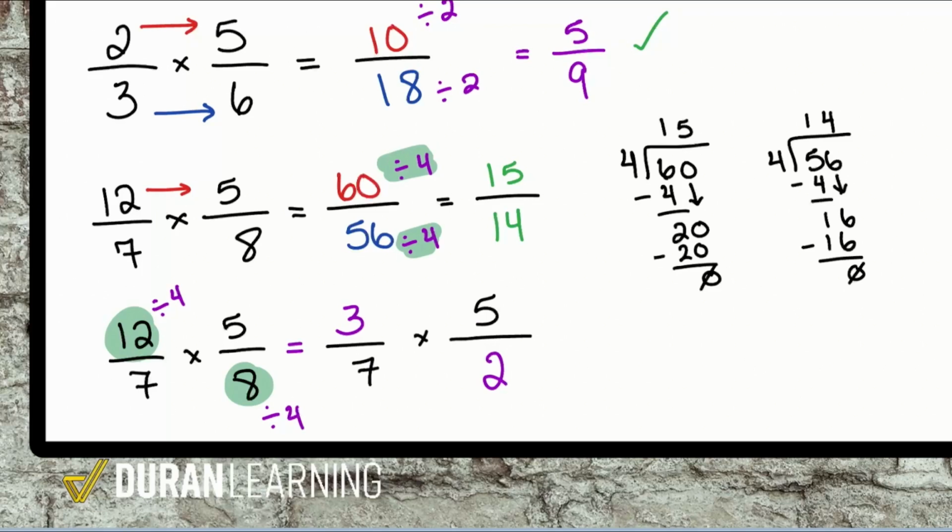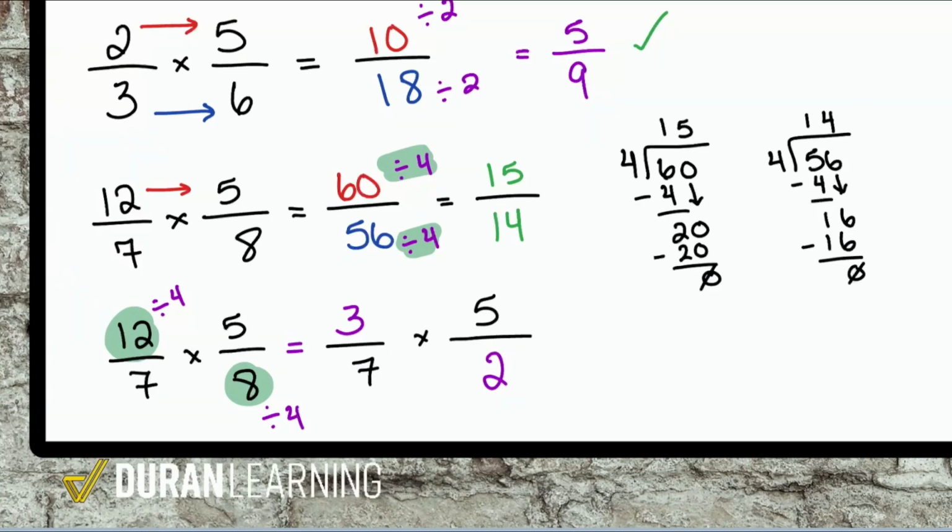Exactly where they were, no problem. But when we think about this, everyone, do you think that this will be an easier math problem? Instead of doing 12 times 5, we're doing 3 times 5. Instead of 7 times 8, we're doing 7 times 2. Yeah, much easier, right? Much easier.